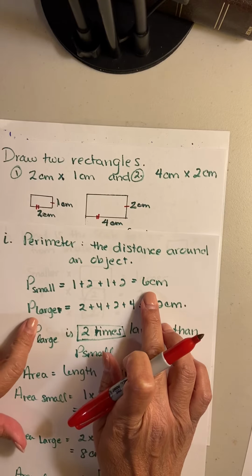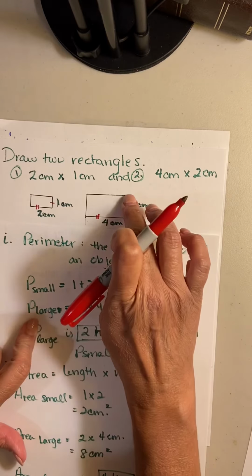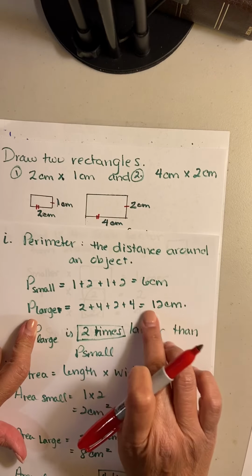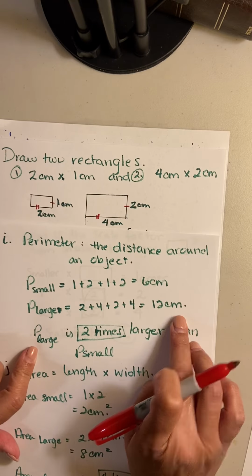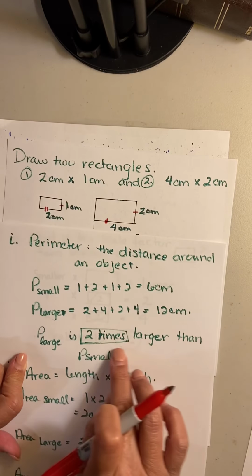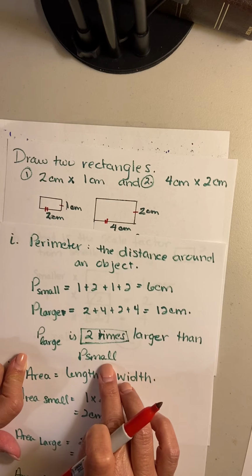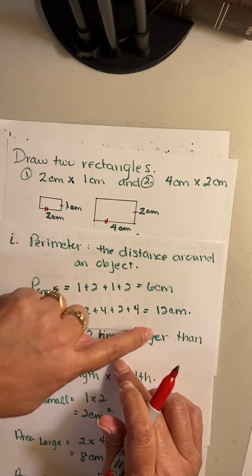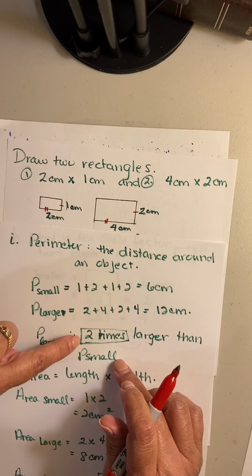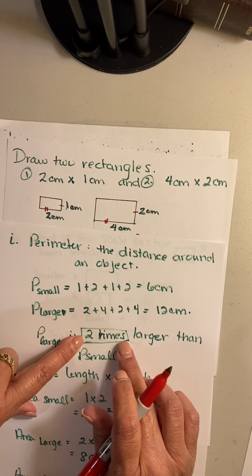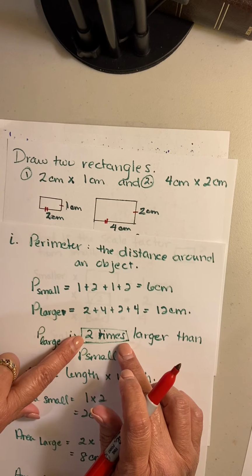The perimeter of the large one, doing the same thing, 2 plus 4 plus 2 plus 4 gives me 12 centimeters. And it turns out that the perimeter of the large rectangle is 2 times larger than the perimeter of the small. I could have said 12 divided by 6. I notice that I have to multiply it 2 times. And notice in perimeter, your perimeter is the same thing as your scale factor. It's a little bit different.